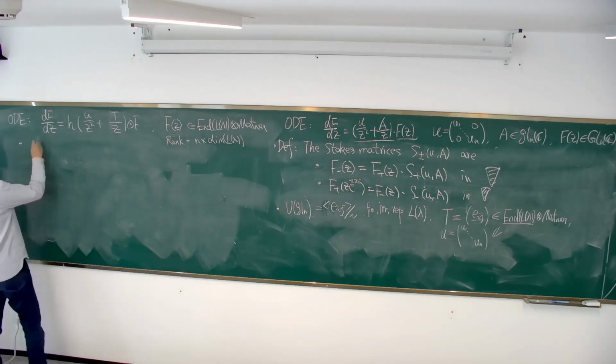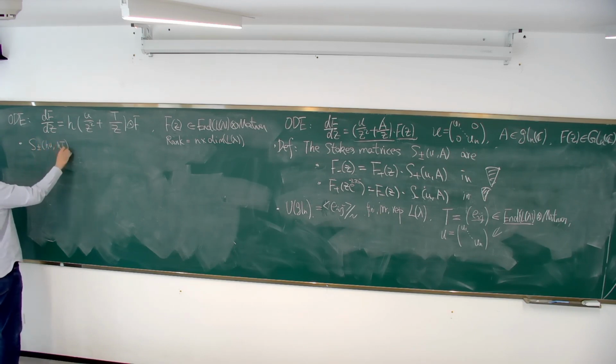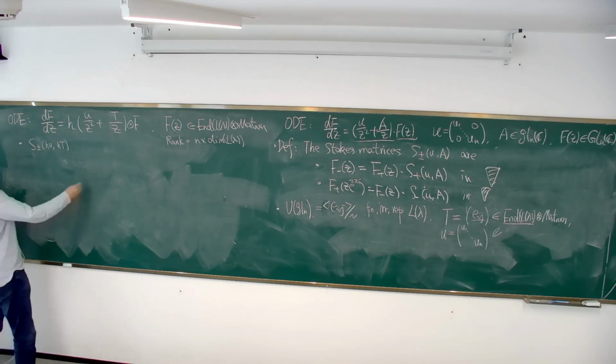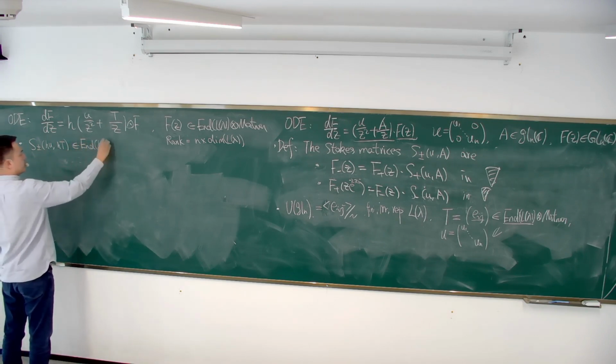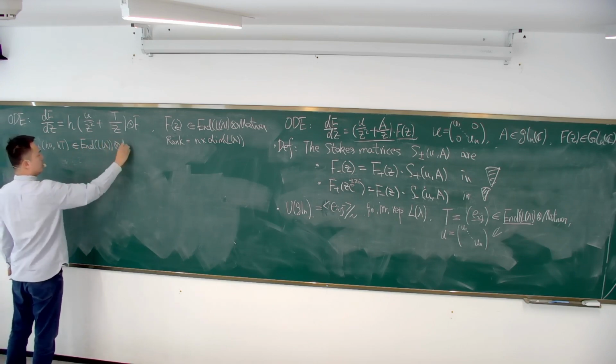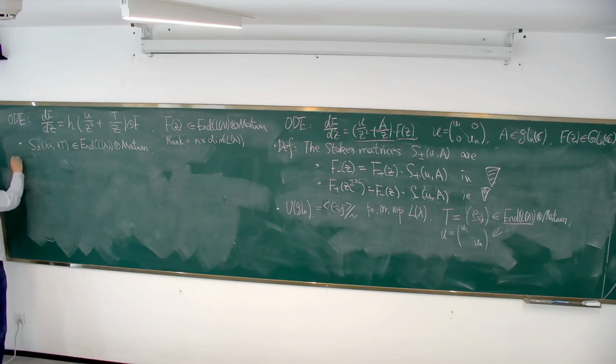But in any case, one can introduce a Stokes matrix, H_U, H_T. And they are now elements inside endomorphism of U lambda tensor matrices. And then our first theorem says that actually S plus and S minus give you a representation of quantum groups. That is, they satisfy the RLL relation.